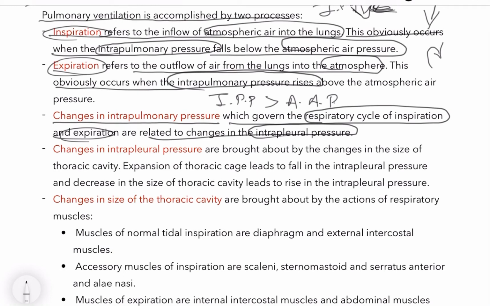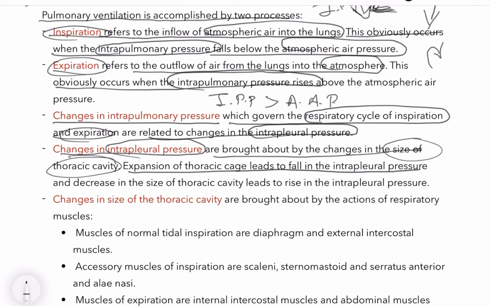Now as we have talked, intrapleural pressure directly affects the changes in intrapulmonary pressure. So first we will discuss how changes in the intrapleural pressure are brought about by changes in the size of the thoracic cavity. Expansion of the thoracic cavity leads to a fall in the intrapleural pressure, and a decrease in the size of the thoracic cavity leads to a rise in intrapleural pressure.